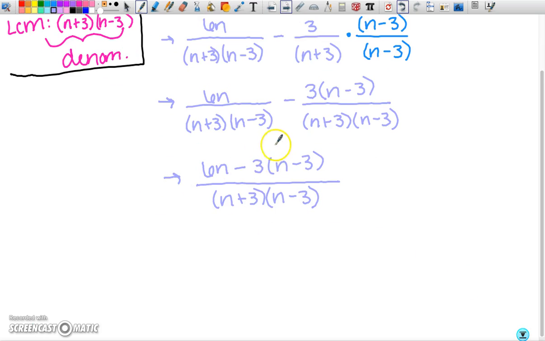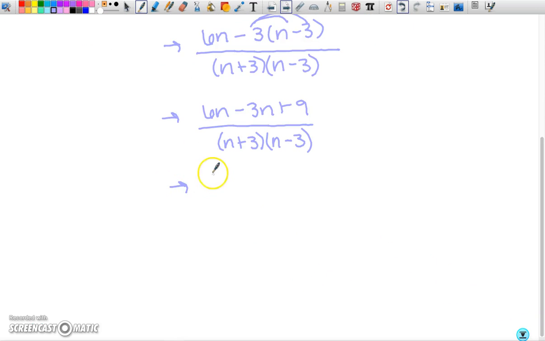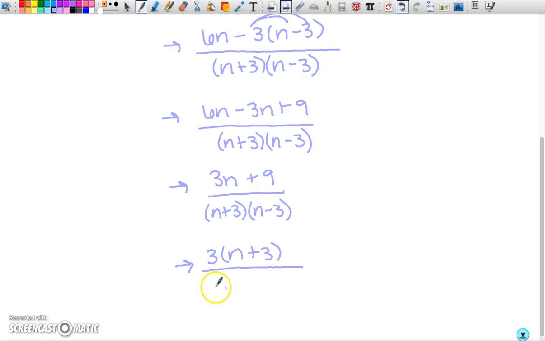And then we need to distribute here, and we're distributing a negative 3. So we get 6n minus 3n plus 9 over n plus 3 times n minus 3, which then as we go just a little bit further, we get 3n plus 9 over n plus 3 times n minus 3. And now this one I'm actually going to go a little bit further, only because 3n plus 9 is divisible by 3. So if you factor 3 out, you're left with n plus 3 afterwards.